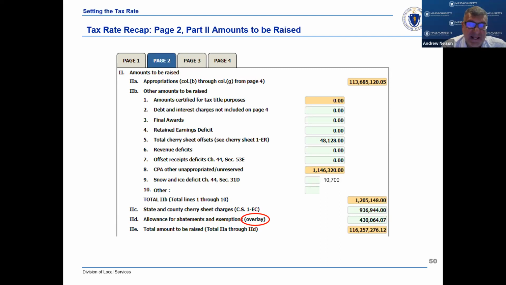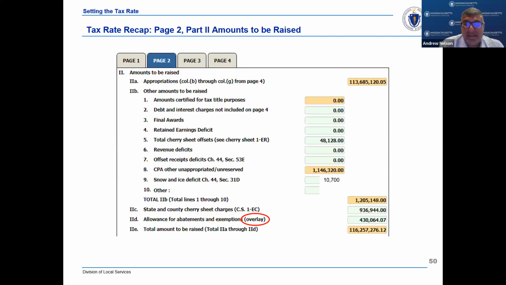We have communities that have $1 million snow and ice deficits. Not as easy to fit into your budget if you're not prepared for it, if you're not aware of it. You need to have communication between the communities, the different departments and the planners so that they know during the budgeting process what kind of number they're going to have to cover there.